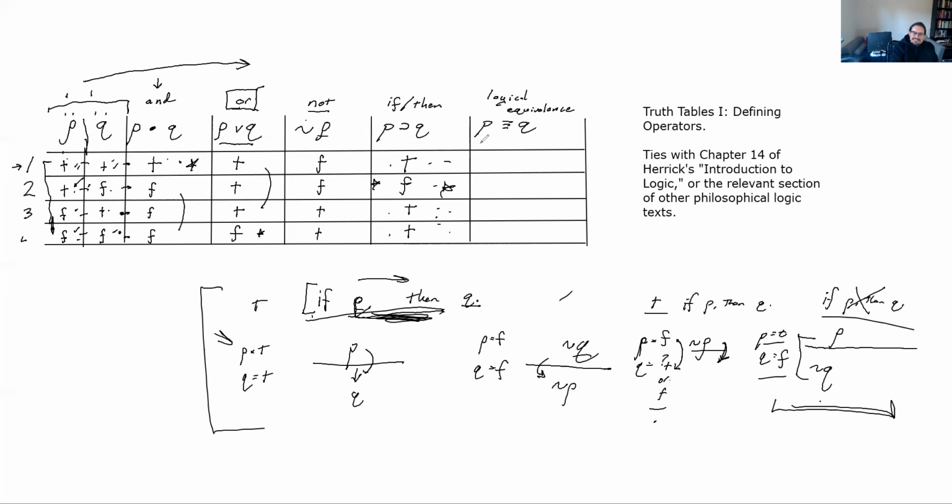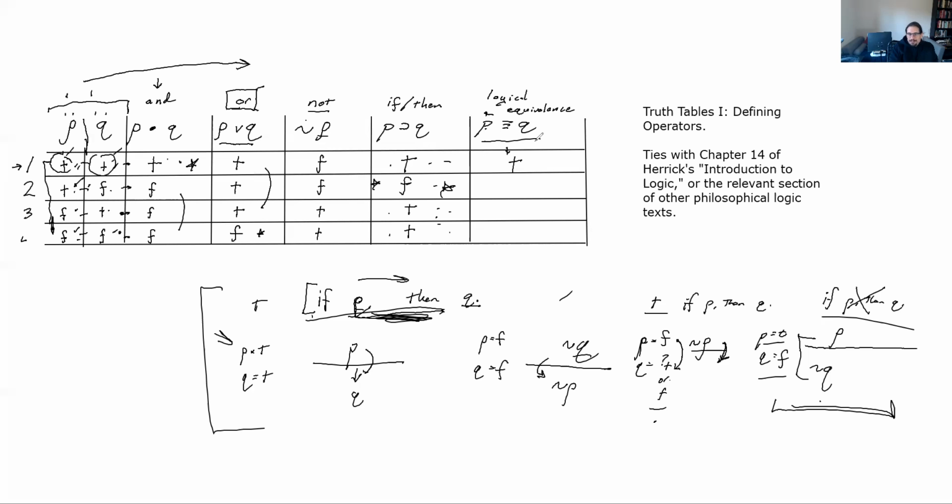Okay, finally, the logical equivalence. Remember, logical equivalence simply is saying that the two statements have identical truth values. So this one's actually maybe the easiest one. All we do to figure out the truth value for P being logically equivalent to Q is ask, back to these original columns, do they have the same truth value? Do P and Q have the same truth value when P is true and Q is true? Obviously, yes. Therefore, it's true.